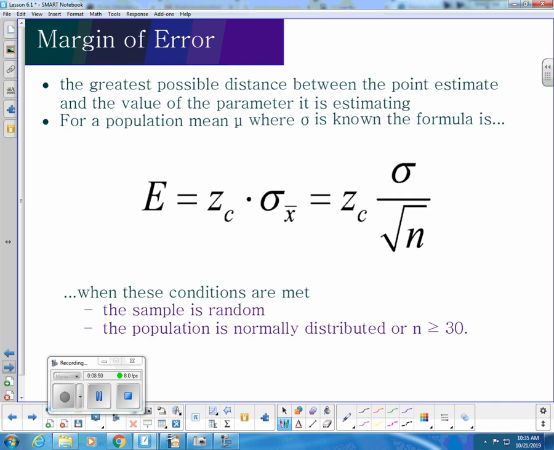But the standard deviation of the sample means is the standard deviation of the population divided by the square root of the sample size. This only works, remember, from last chapter, when the sample is random and the population is normally distributed, or n is greater than or equal to 30. So those are kind of stipulations. This formula works only if the population is normally distributed or n is greater than or equal to 30.